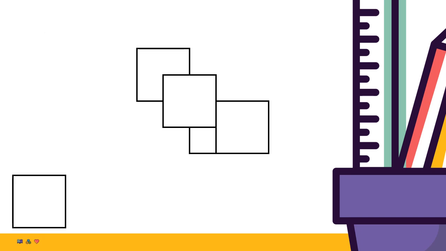Take a look at this picture. If the area of the square in the bottom left is equal to 1, what is the area of the entire shape in the middle of the screen? Pause this video and see if you can have a think about how you might approach this task. Could you explain it to someone else?